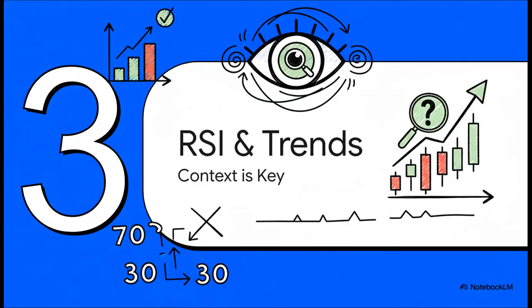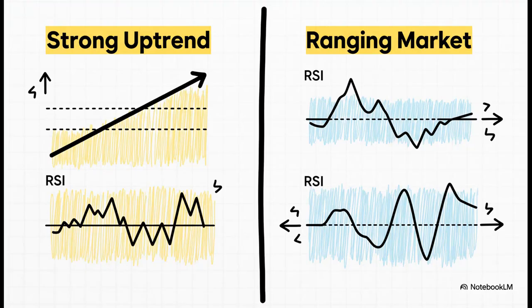But, and this is a huge but, using that 70-30 rule blindly is one of the biggest mistakes that new traders make. To really use the RSI effectively, you have to look at the bigger picture. You have to consider the overall market trend. Seriously, context is everything. An RSI reading of 75 might be a huge sell signal in a market that's just been moving sideways. But in a market that's in a powerful uptrend, that same reading could just be normal. You've got to adapt your reading to the environment.